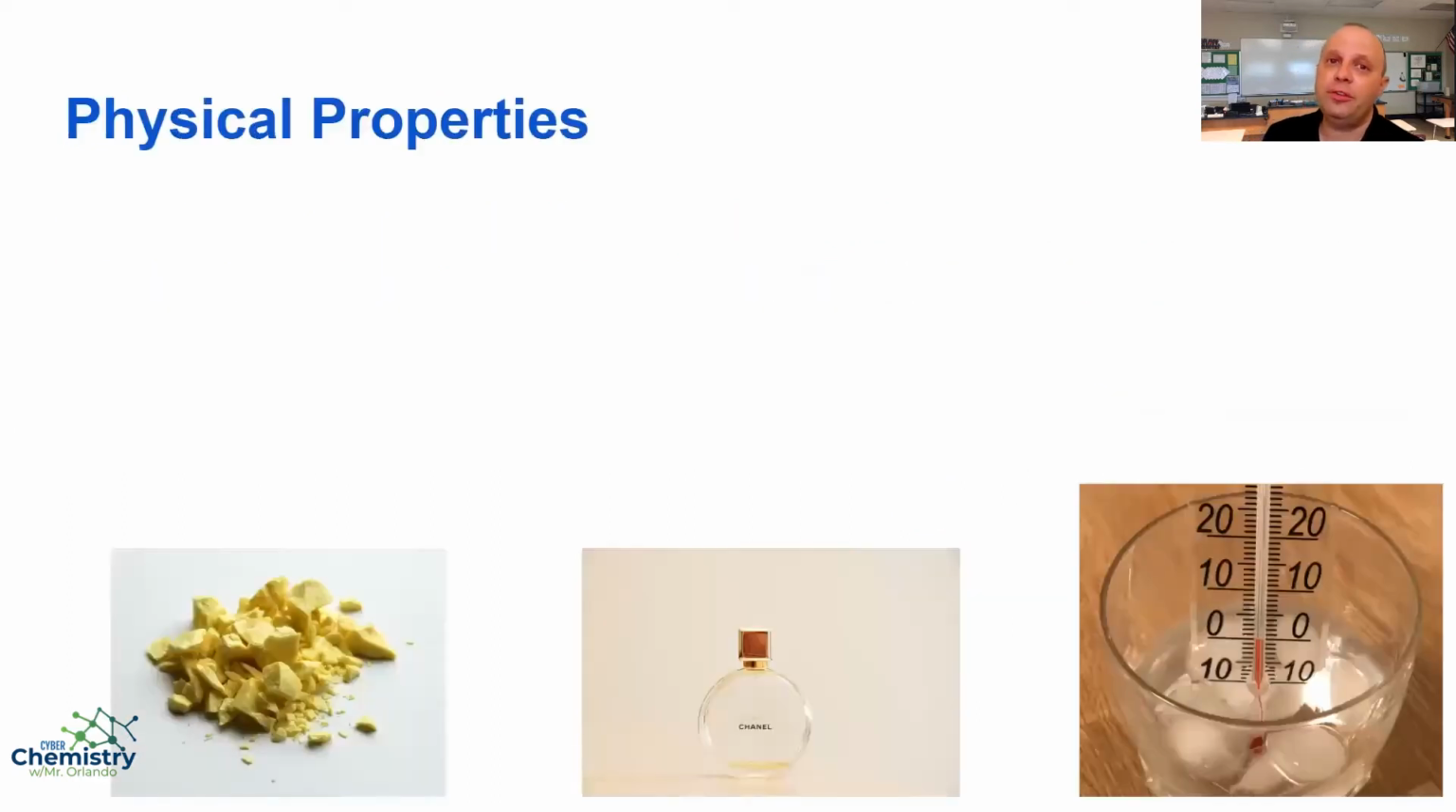So if I move on to the first slide, we're going to talk about physical properties. Now, if you look at the bottom there, I tried to just put some random examples. If you're looking all the way on the left side, you have a picture of sulfur, powdered sulfur. In the middle, you have a bottle of what looks like Chanel cologne or perfume. And then all the way on the right side, you have a thermometer that is sitting in a glass of ice water. Now, what those are meant to illustrate, obviously as the slide heading tells you, are physical properties.